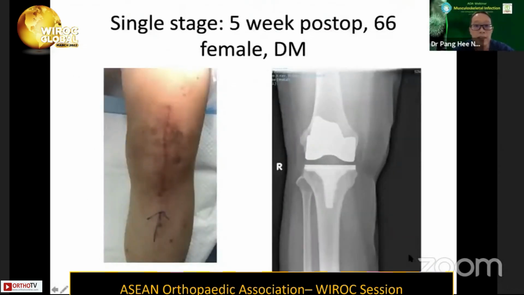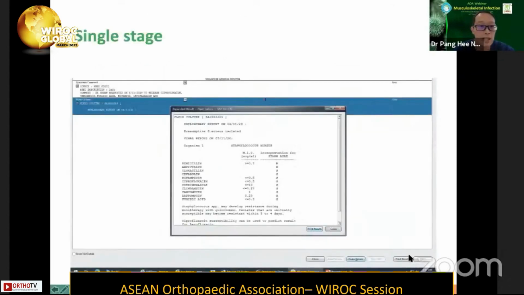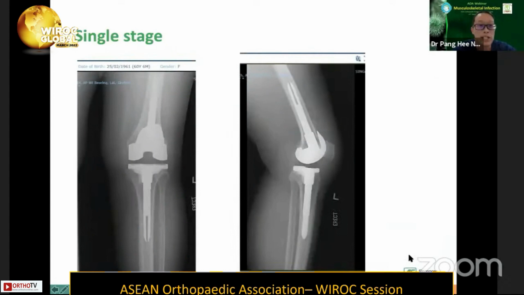For single stage, this will be an example of a patient who is stable, 5 weeks post-op, complaining of persistent right knee pain and CRP being persistently elevated. Knee aspiration grew Staphylococcus aureus from the knee tap, and she underwent a single stage operation.